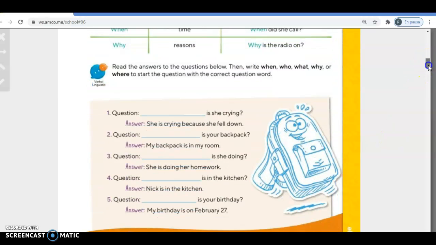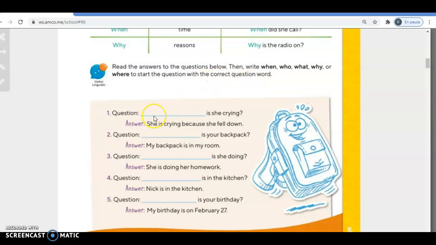Okay, ready to put in practice what you have learned now? Read the answers to the questions below, then write when, who, what, why, or where to start the question with the correct question word.